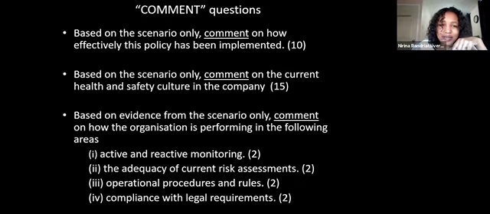So comment is actually stating your opinion. But this comment must be based on something. As you may have noticed, in all of the questions with comment, it's always based on the scenario, or based on the evidence. So what you need to do is read the scenario and then comment. What do you think about it?